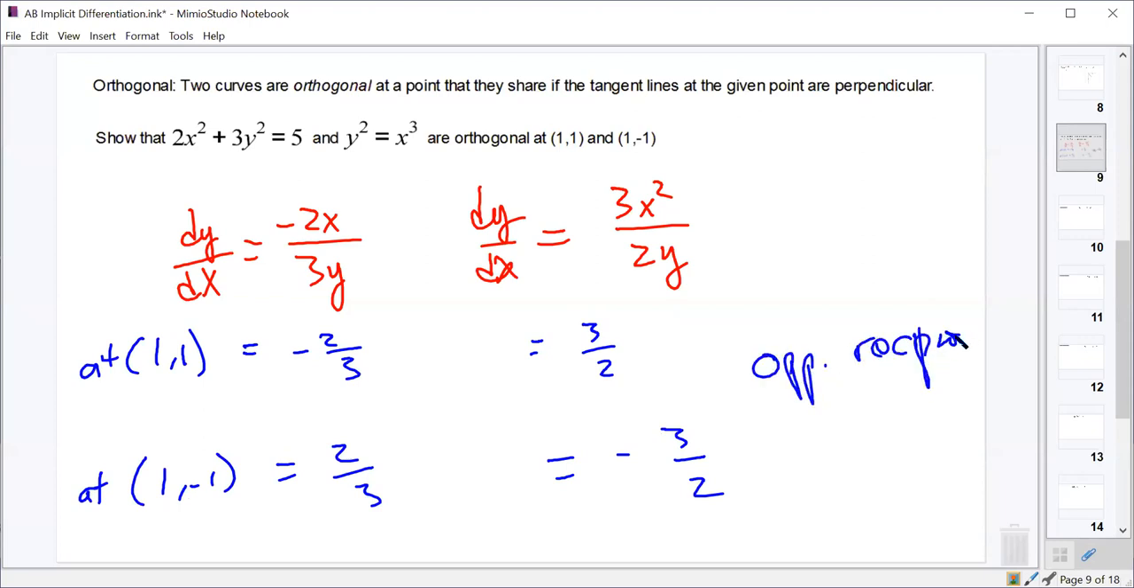And therefore, if they're opposite reciprocals, the curves, I can spell the word curves, don't worry, the curves are orthogonal.